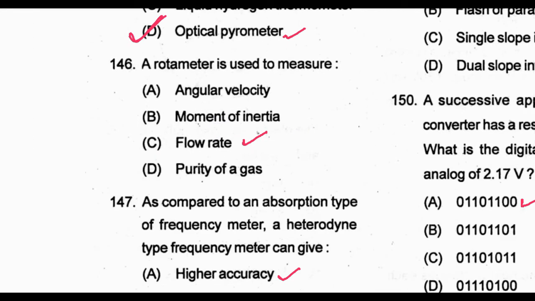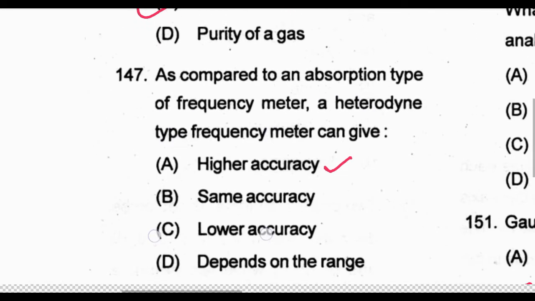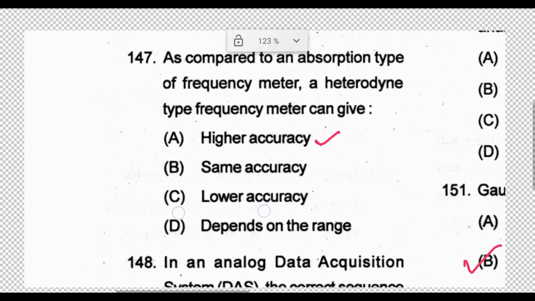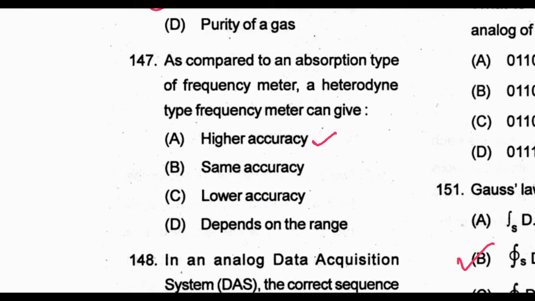Next, the rotameter is used to measure the flow rate. We generally use a rotameter to measure flow rate. Next, as compared to an absorption type frequency meter, a heterodyne type frequency meter can give higher accuracy. A heterodyne type frequency meter generally gives higher accuracy.